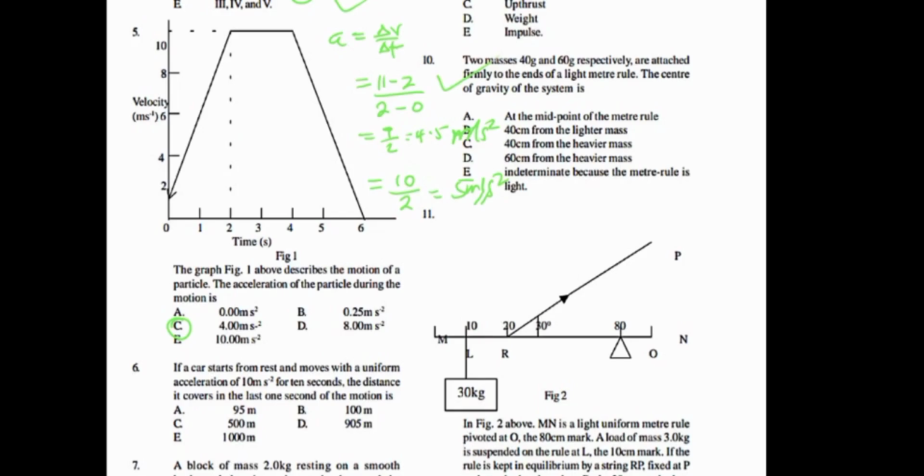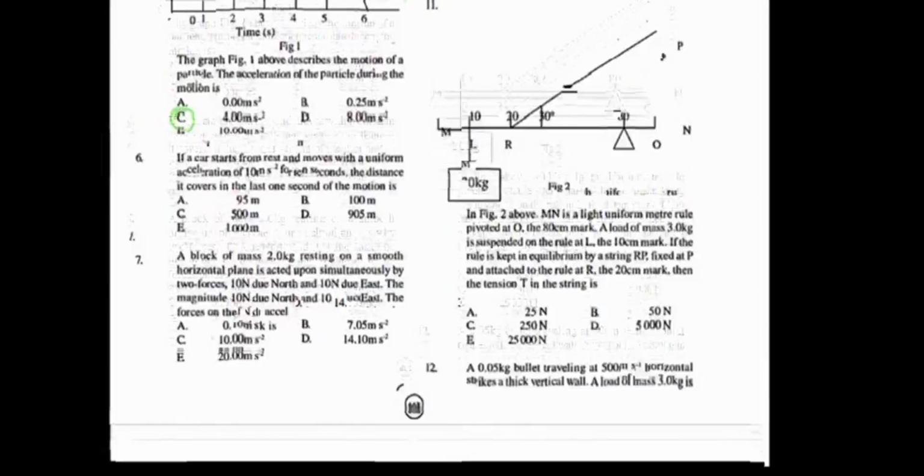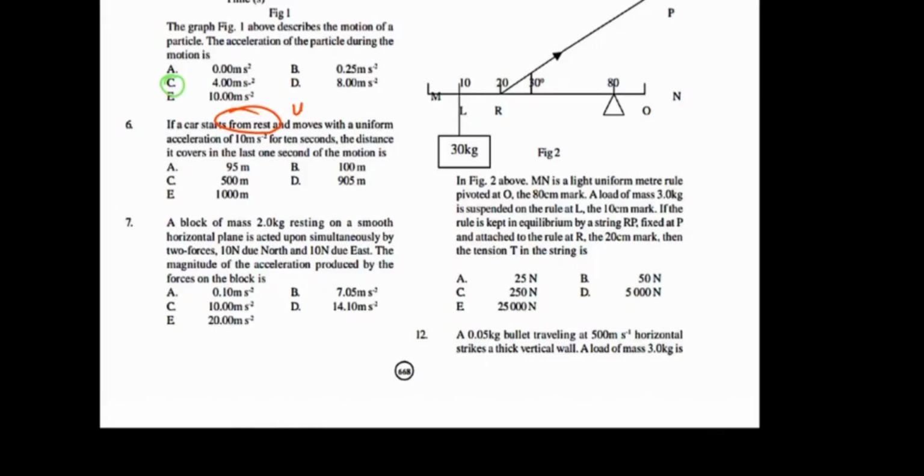Number 6 here says, if a car starts from rest. Now this is starts from rest, you have to be very careful. The observation is that whenever any object starts moving from rest, that means the initial velocity is 0 meters per second, and it moves with a uniform acceleration. This acceleration a is 10 meters per second squared, right? For 10 seconds, this time t is equal to 10 seconds. The distance it covers in the last 1 second of the motion is what?